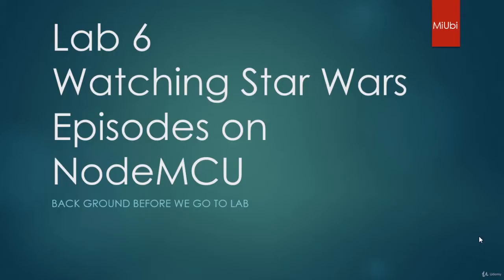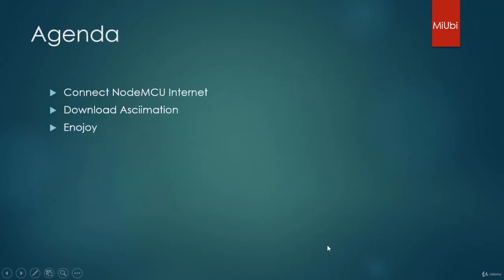In this lecture, we'll see how to watch Star Wars episodes on your NodeMCU board. The main agenda of this exercise is to let you know how to connect your NodeMCU to the internet or any of your access points, and how to download ASCIImations. These are small animations created by ASCII characters, and we'll be watching the Star Wars episodes in the form of animations done through ASCII characters.